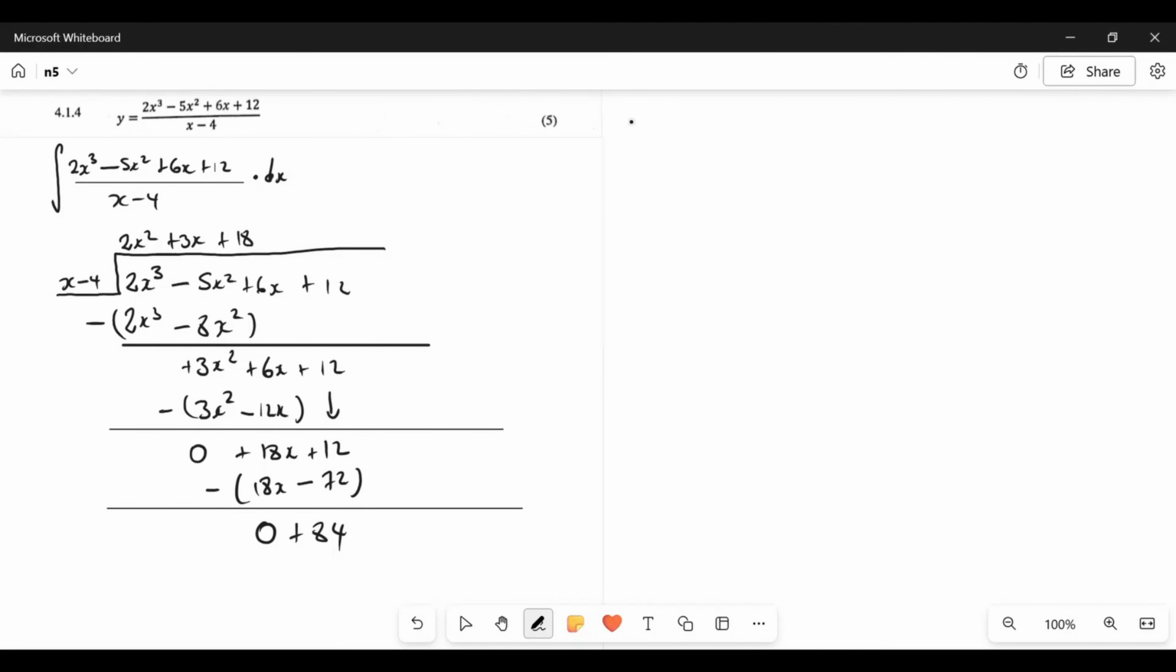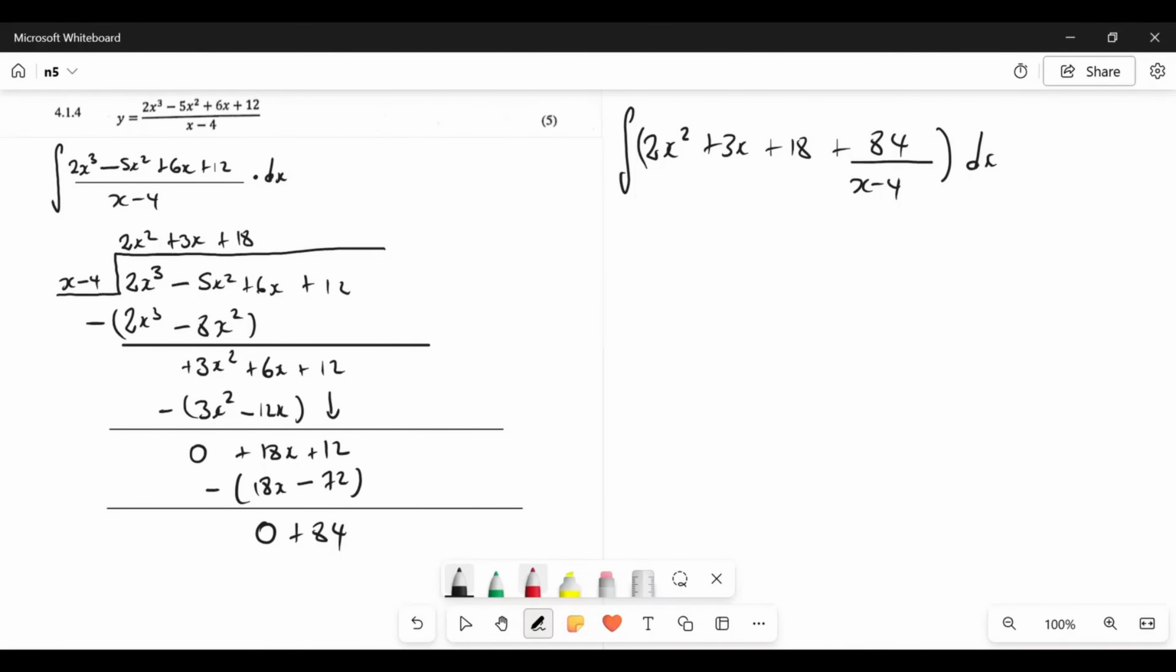So let's continue here. We can say the integral of (2x squared plus 3x plus 18 plus 84 divided by x minus 4) dx. Just in case you don't know where these are coming from, this 2x squared plus 3x plus 18 is what we got as we were dividing. And then this 84 there is the remainder, divided by x minus 4, which is our divisor. So 84 is actually our remainder, just in case you did not know.